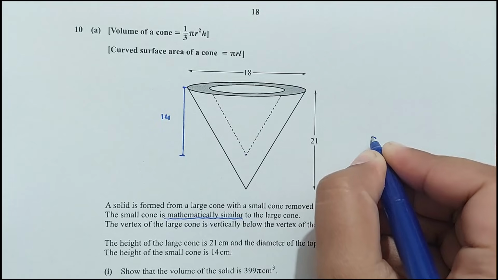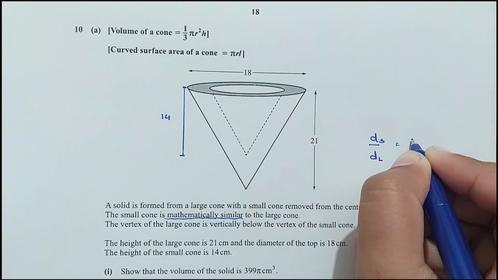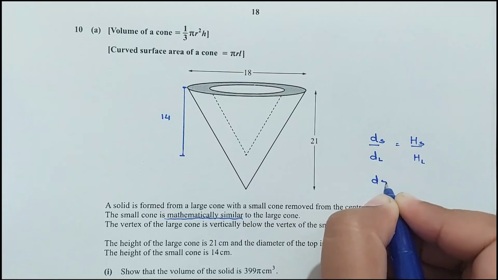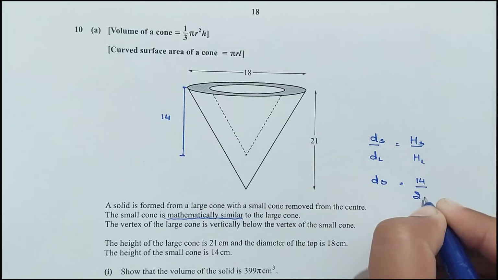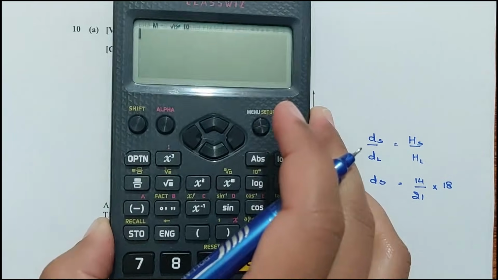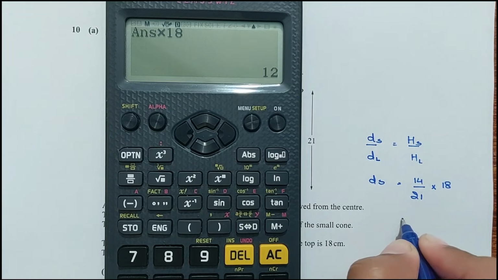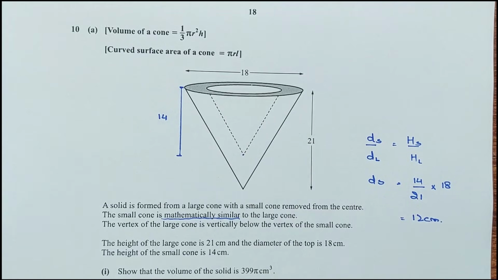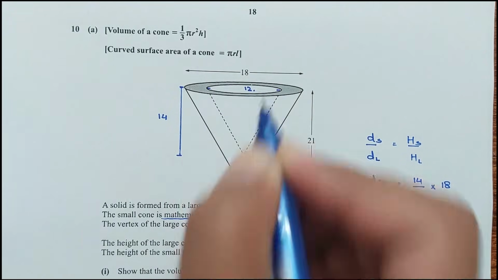So we can say the diameter of the smaller cone over the diameter of the larger equals the height of the smaller over the height of the larger. The diameter of the smaller is the height of the smaller, 14, over the height of the larger, 21, times the diameter of the larger, 18. Let me simplify. 14 over 21 times 18 is 12. So 12 centimeters is the diameter of the smaller cone. So for this smaller cone, this length is 12, right?